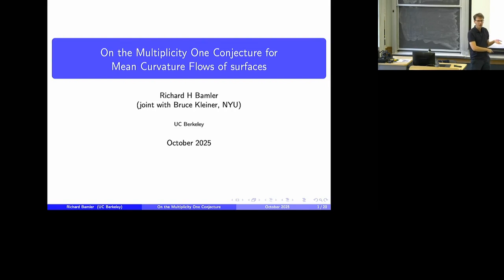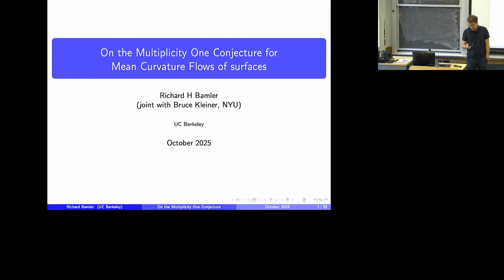So what I want to do in this talk is report on this recent resolution of the Multiplicity One Conjecture, which I did jointly with Bruce Kleiner. I'll first give a little bit of an introduction to mean curvature flow, then I'll motivate the conjecture, then state it, and talk about a few applications, and in the end I'll give you a little bit of insight into how the proof works. And as always, if there are any questions, just ask.